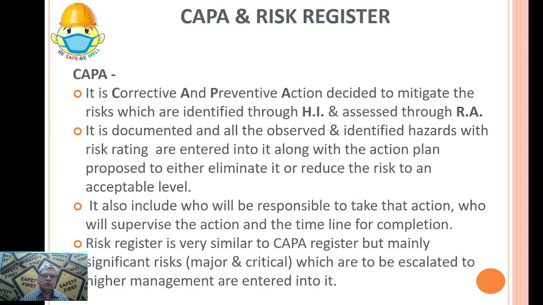Okay, so CAPA register and risk register are more or less same, except again CAPA is not only for EHS. CAPA is again for other risks, business risk, the supply chain risk, and so on. But here we are considering CAPA only for safety, or risk register only for safety.